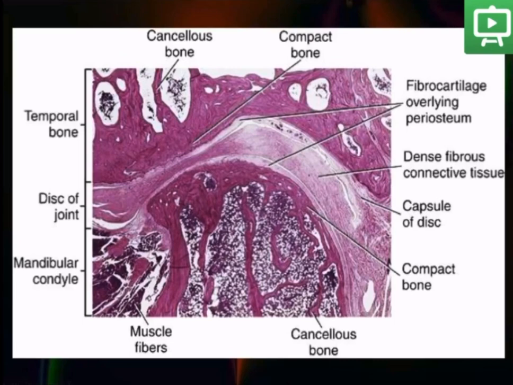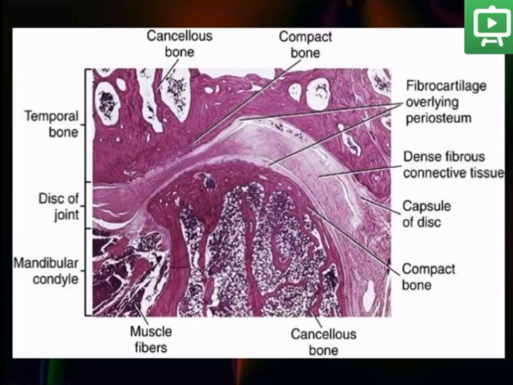We see the disc of the joint, which is made of dense fibrous connective tissue, attached posteriorly to the capsule of the disc. We go down to the mandibular condyle, where it is also lined by fibrocartilage, overlying the compact bone and the cancellous bone.